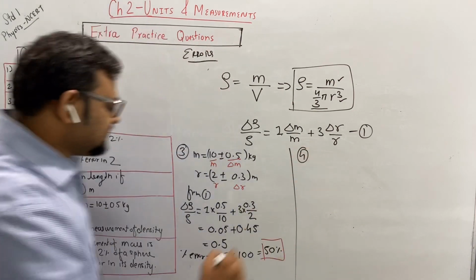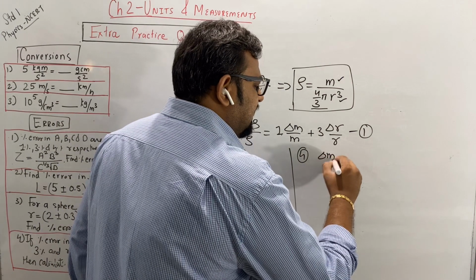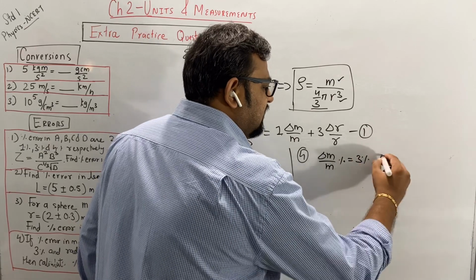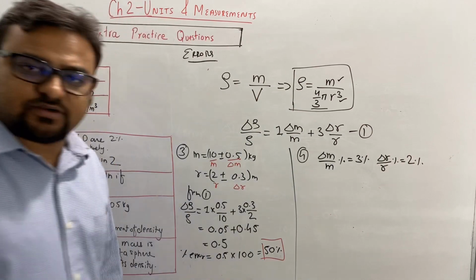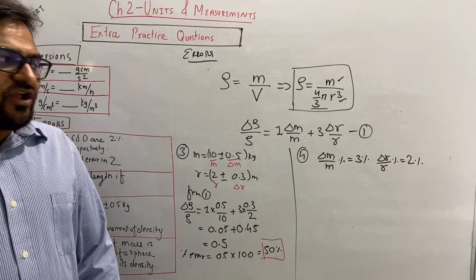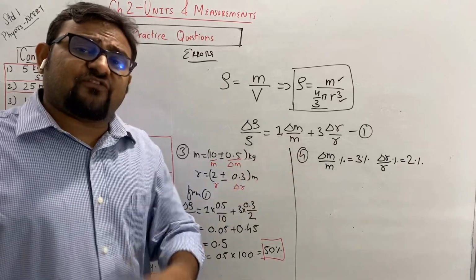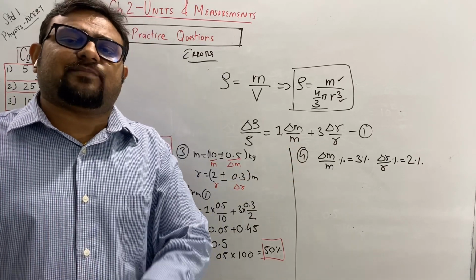Now, if the question is given in this way, meaning the percentage error is given directly, for example the percentage error in measurement of mass is 3% and radius is 2%, it means delta m by m in percentage equals 3% and delta r by r in percentage equals 2%. So directly put the percentage values. When you put percentage values directly, your final answer will be directly in percentage. No need to multiply by 100.